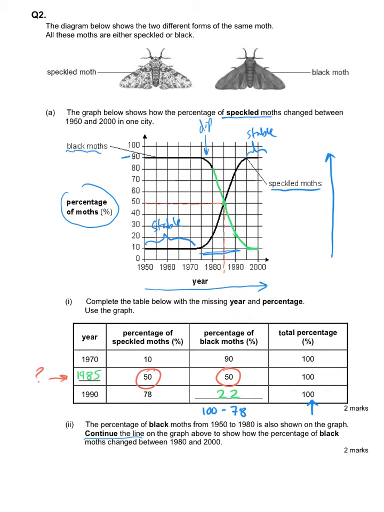There'll be 1 mark probably for this bit passing through the middle at 50-50, so it's important that we've plotted that point from the table. There'll be 1 mark there, and then there'll be 1 mark for the line levelling off at 10%. And this middle bit doesn't need to be quite exactly like mine, but the general idea is it must pass through 50-50 and then it must finish at 10 for the black moths and 90 for the speckled moths.